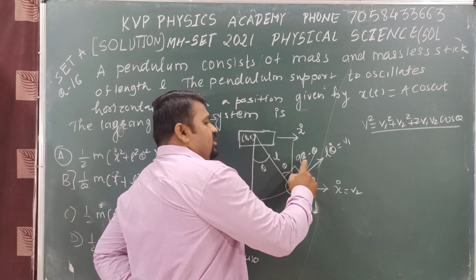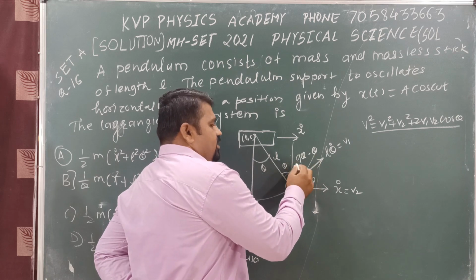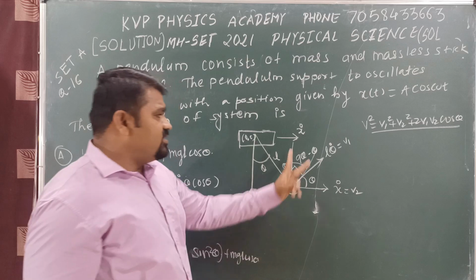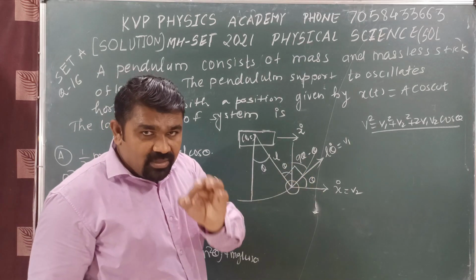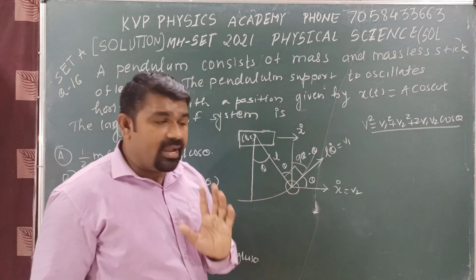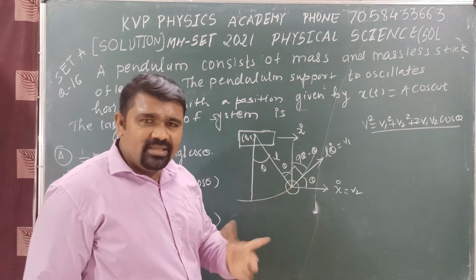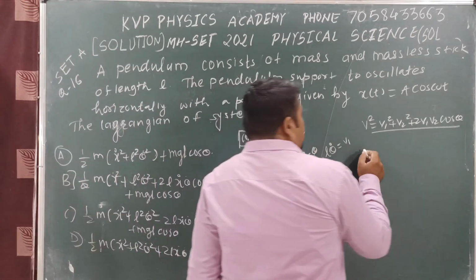Angle is a 90. Then this angle becomes 90 minus theta. Okay, this angle becomes 90 minus theta, means this remaining angle is equal to how much? Theta. Why? Because this angle again becomes a 90. Okay, once you get this angle, simply we can find out this V square.